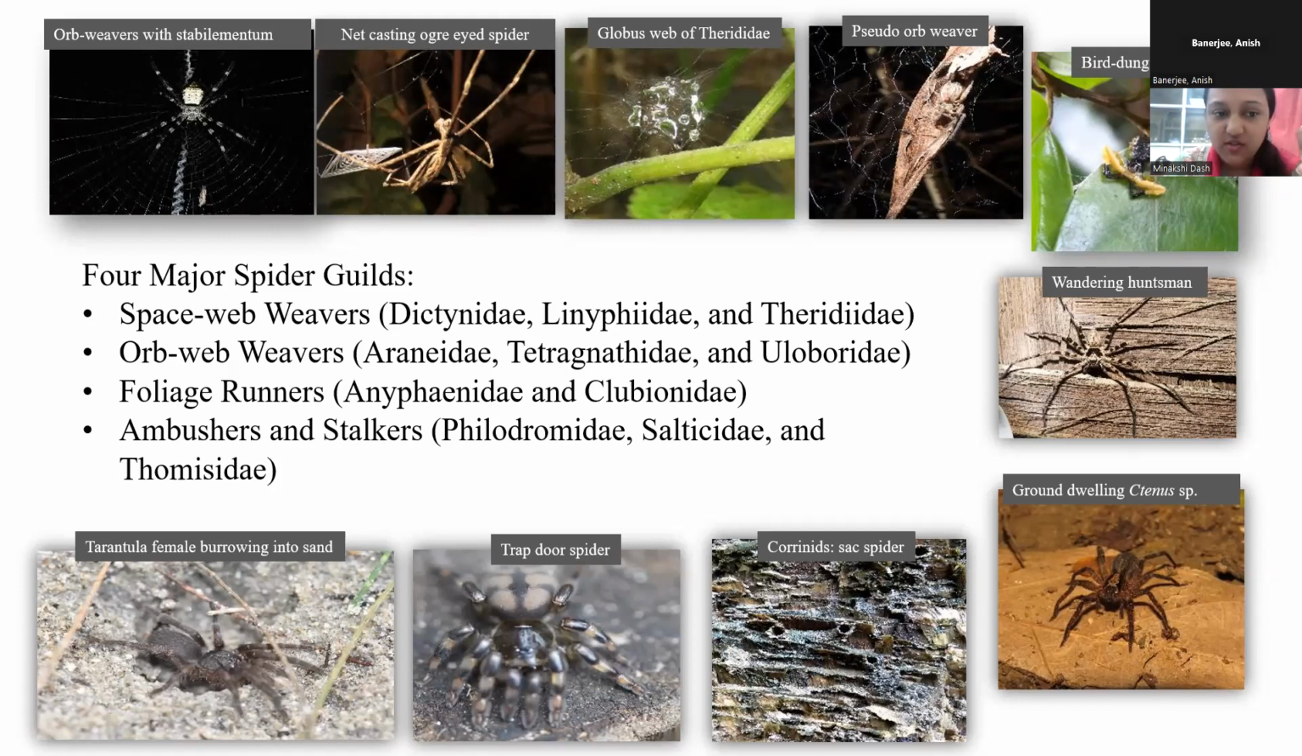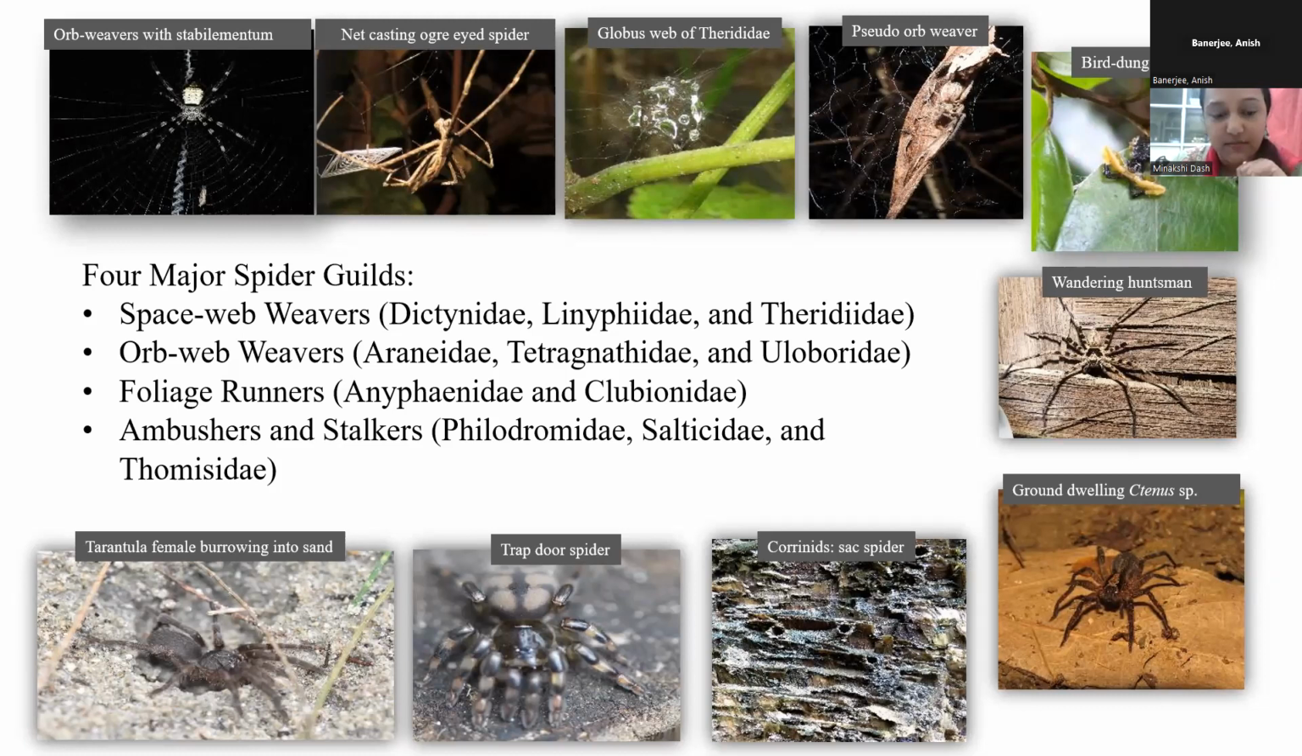So they will hide behind the leaf, or they will camouflage themselves within the twigs or flowers. Here you can see this bird dung spider. I don't know how many of you have seen this spider. This is Phrynarachne cylonica. This is a very beautiful spider. If you see it in the field, the female especially resembles the bird dung.